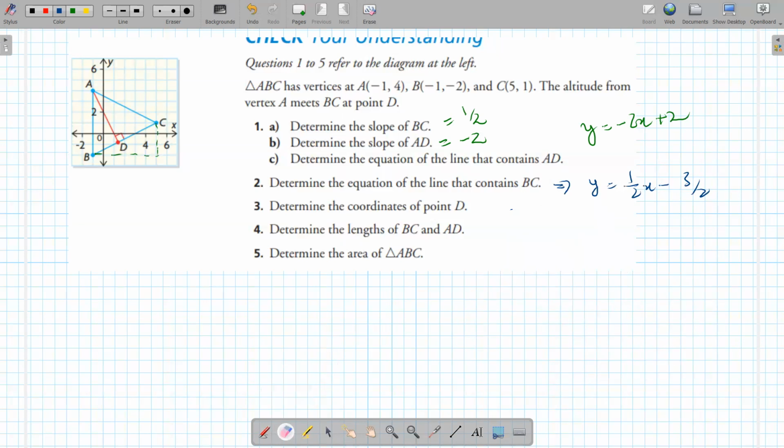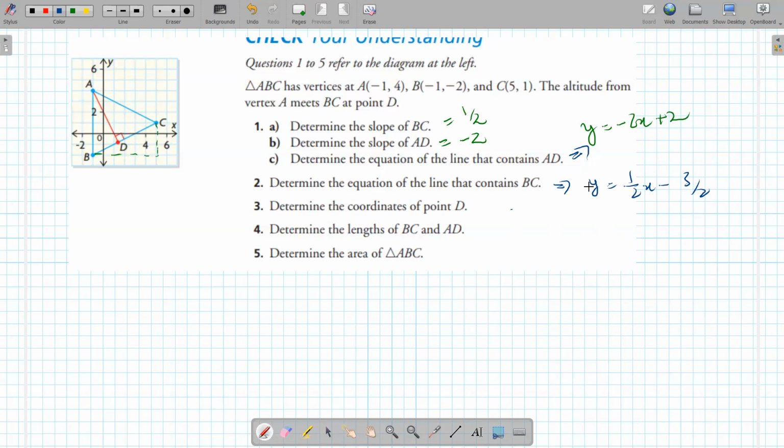We have the equation of AD. Look at question 3. It's asking you to find the coordinates of point D. Which we don't know, right? But we do know the two lines. How could we find what point D is? Point D is the point of intersection between AD and BC, right? We already have both of those equations from 1C and 2. How do you find the point of intersection between two lines?